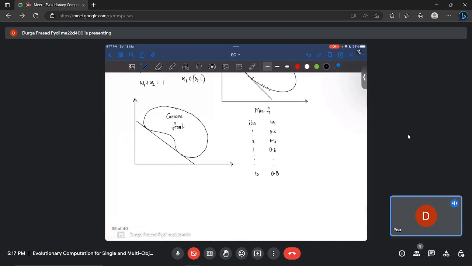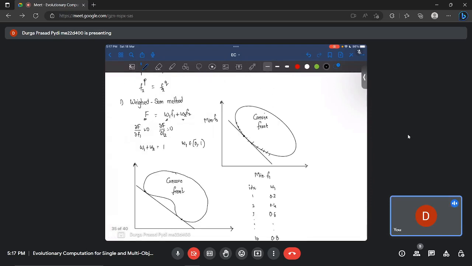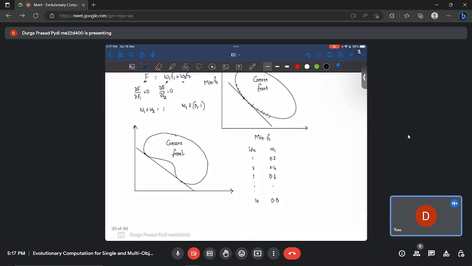We were saying this particular method is only suitable for this type of convex front. When you have a concave front, this method is not applicable. It is essentially because when you are trying to solve the problem, you are only solving for a tangent. So in order to come across this limitation, the next method is the epsilon constraint method.